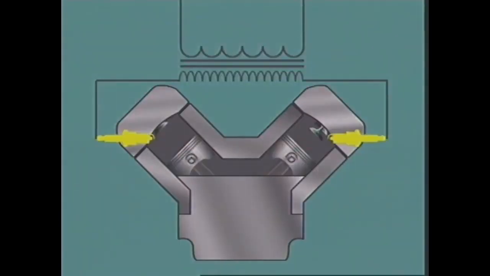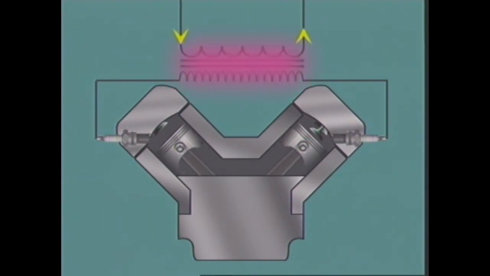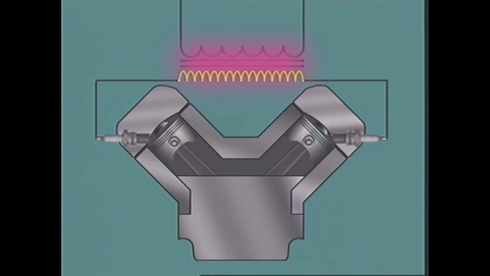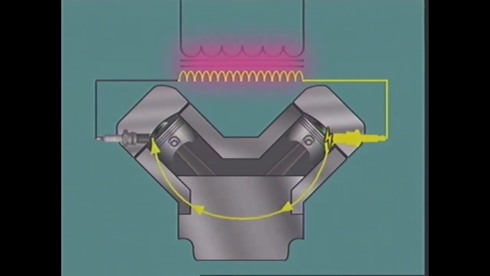These 2 plugs are on companion cylinders, that is, cylinders where the pistons reach top dead center at the same time. The cylinder on compression stroke is said to be the event cylinder, and the cylinder on the exhaust stroke is the waste cylinder. When the high-tension voltage is induced in the secondary winding, the secondary circuit is completed by current flowing through the high-tension lead to the center electrode on one spark plug, bridging the gap and creating a spark in that cylinder, traveling through the cylinder block, bridging the spark plug gap in the companion cylinder, and flowing back through that high-tension lead to its starting point.